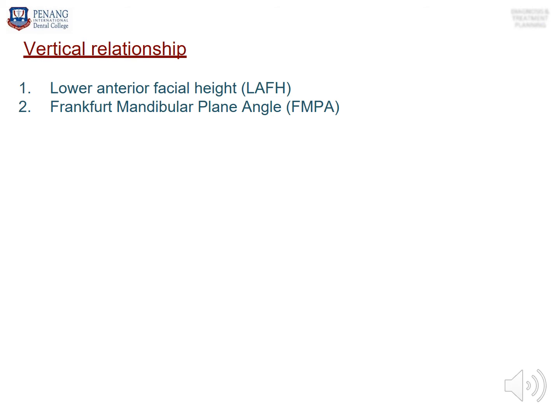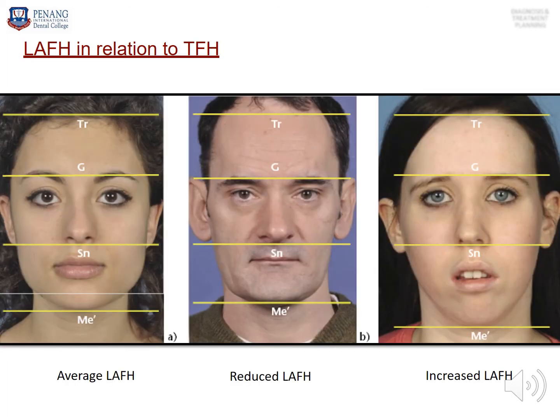Okay, after you check for the sagittal anterior-posterior relationship, the next one, you need to check for the vertical relationship during your extraoral examination. What you need to check during your vertical relationship is the lower anterior facial height, and then secondly is the Frankfurt mandibular plane angle. So now, what you need to check for the lower anterior facial height in relation to the total facial height.